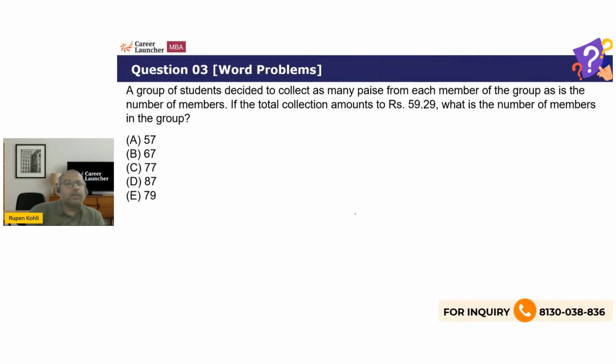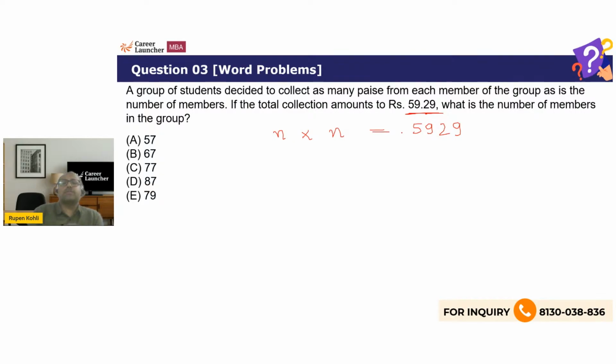Okay. A group of students decided to collect as many paisa from each member of the group as is the number of members. If the total collection amounts to rupees 59.29, what is the number of members in the group? Right, so it's a very simple question that two things are equal and their total is 5929, right? 5929 paisa is the total amount. So if there are n members, then every member has also given n paisa, right? So basically n members, each of them giving n paisa, gives n into n total amount.